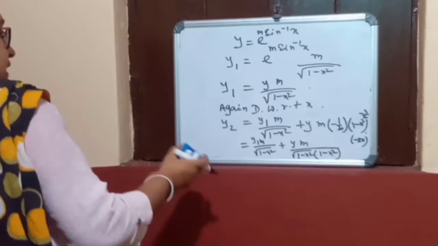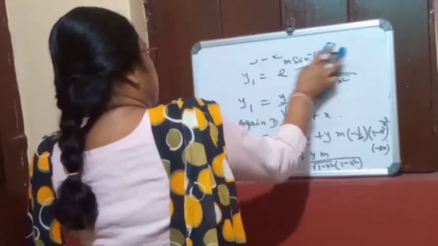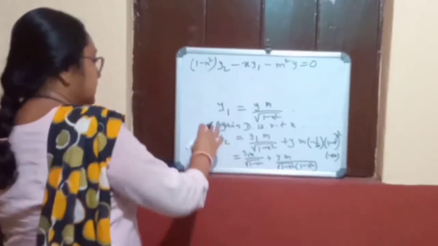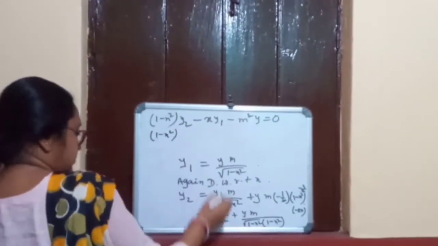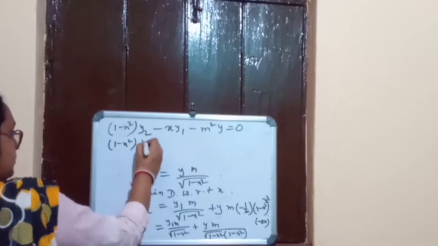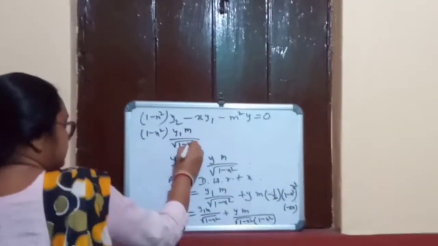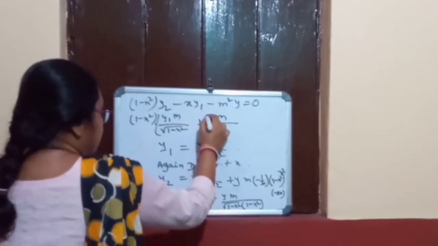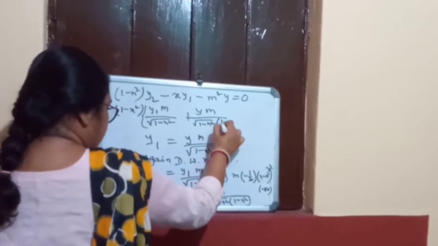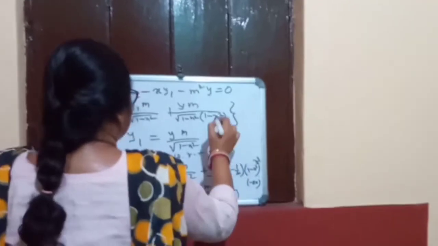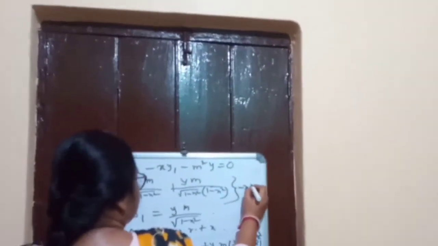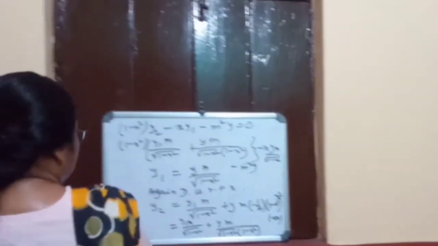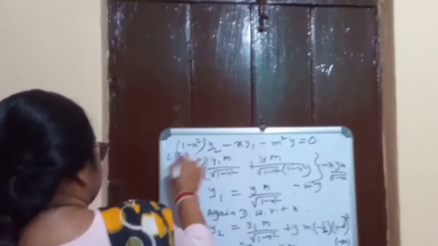Now put in the LHS. What is my LHS? This is 1 minus x square, and put here y2. y2 is equal to y1 into m into root over 1 minus x square plus y into m into root over 1 minus x square, bracket close, minus x into y1 root over 1 minus x square minus m square into y. So now this is the LHS.